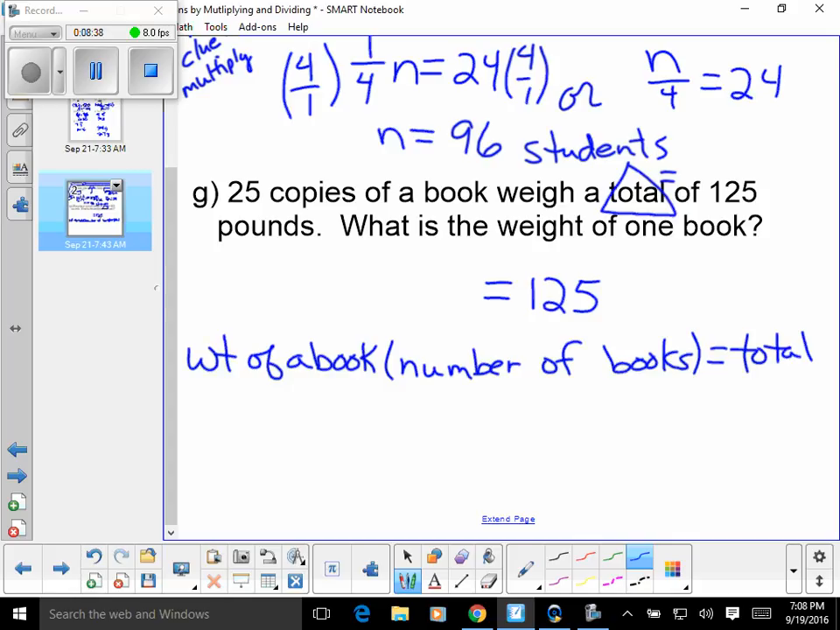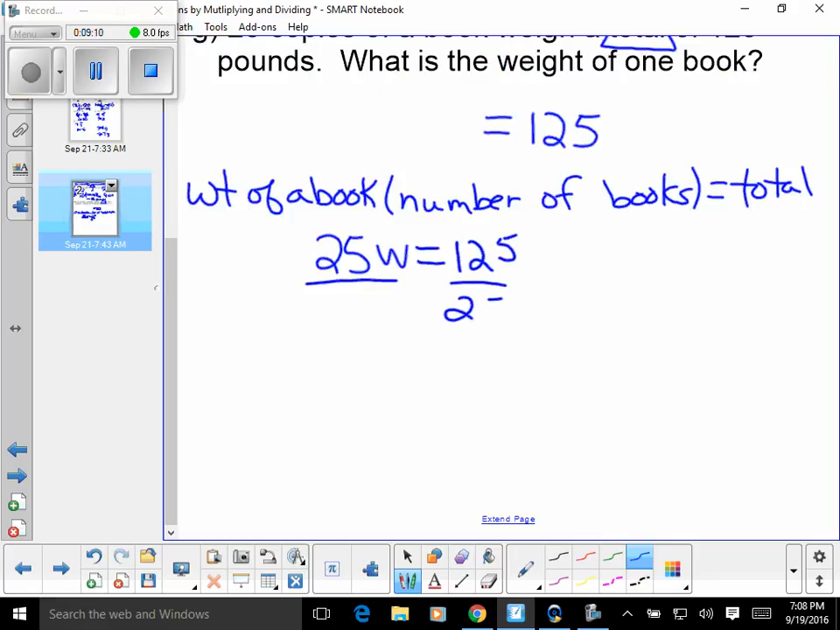So you can also think of it in terms of words. If I know that a book weighs 3 pounds and I'm going to have 25 copies of that, my total weight is going to be 3 times 25. So my weight of the book, which I do not know, so that's my variable, times the number of books, and I'm going to put it on the left side of the variable since that's where we usually put it, is going to equal that total of 125. Divide both sides by 25, and the weight of a book is going to be 5 pounds.